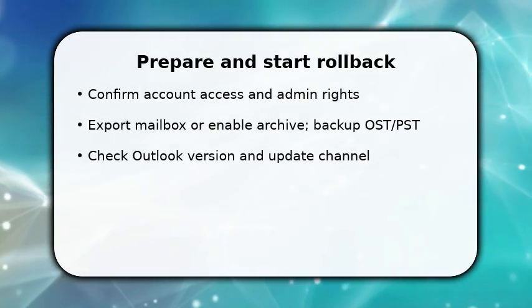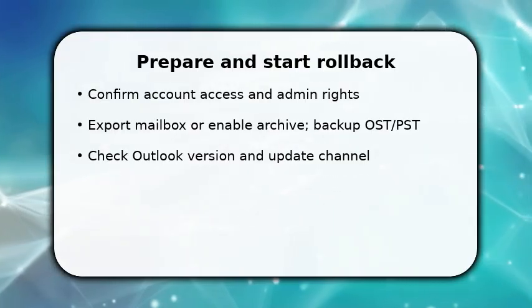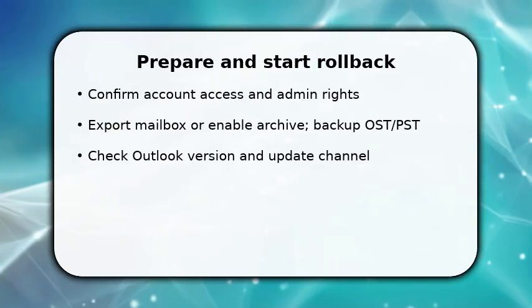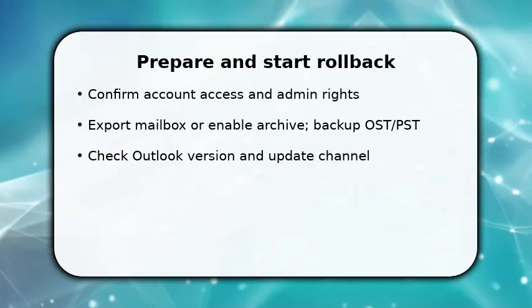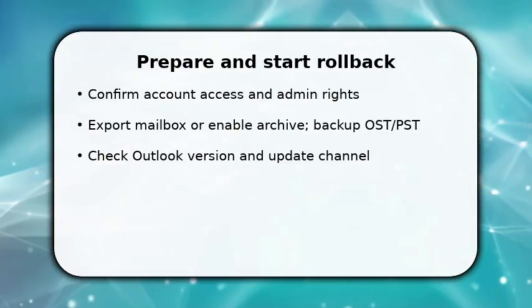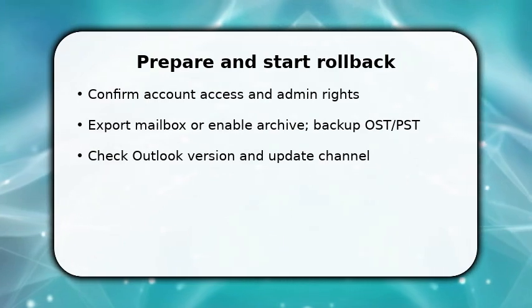Once done, identify the exact Outlook build and update channel. Make sure you know whether it's Office 365 Click-to-Run or MSI. Now open Control Panel or Office Account Settings and note the current version. With backup verified and version noted, you're ready to start the rollback process immediately.